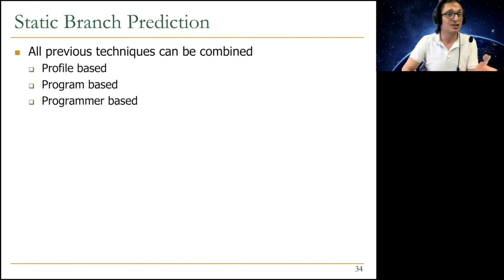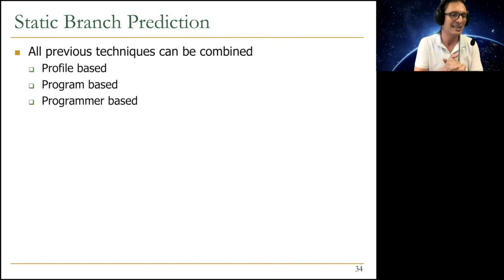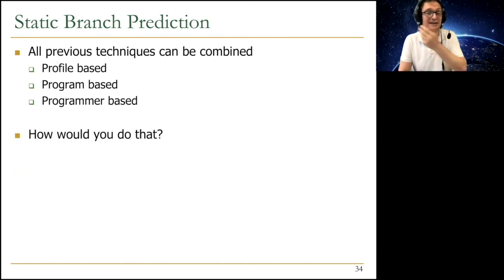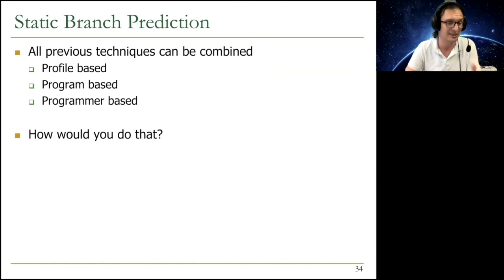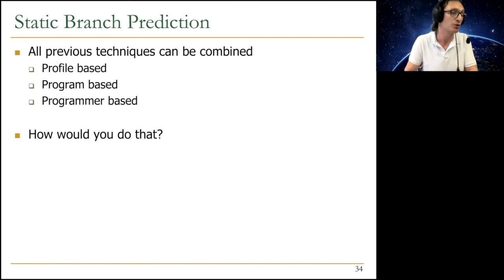Okay, so we're almost done with static branch prediction. Essentially, all previous techniques can be combined also. It's obvious again, right? Like everything else that we discussed, you can combine many different techniques. You can combine static branch prediction techniques also. The question is how, of course. And I'm going to leave you with the questions on this slide, essentially. How would you combine them? So do you override the decision of the programmer? If you're a compiler, do you override the decision of the programmer? Who do you trust more, basically? That's a tough question, actually.